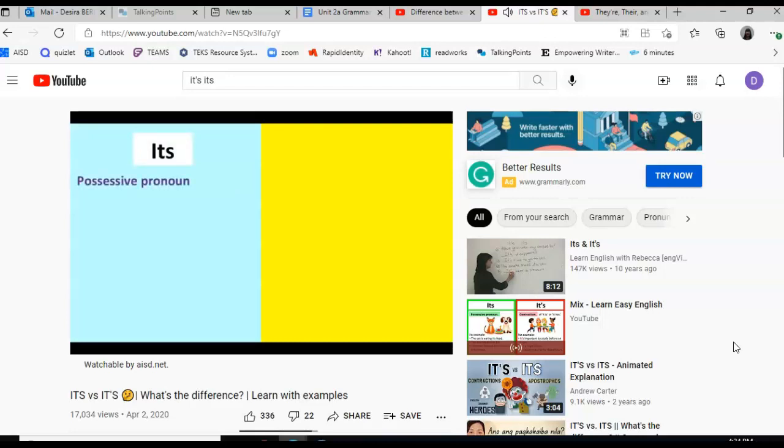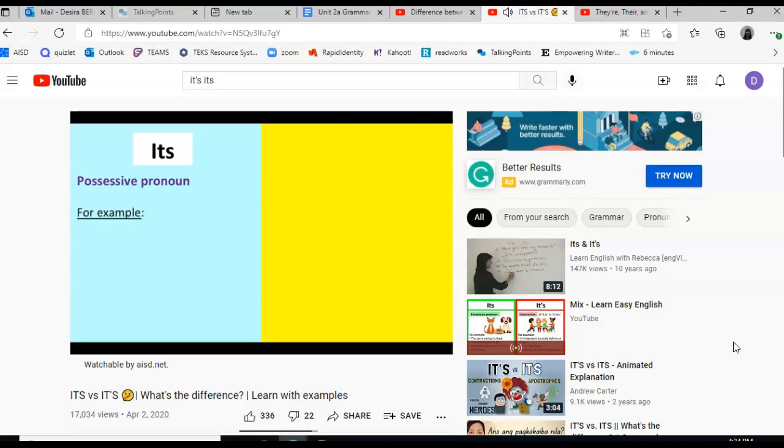Its is a possessive pronoun. We use it when referring to something that belongs to someone or something someone owns. Other possessive pronouns include your, his, her, my, our, their. When we use its, we're generally referring to a thing or a place.